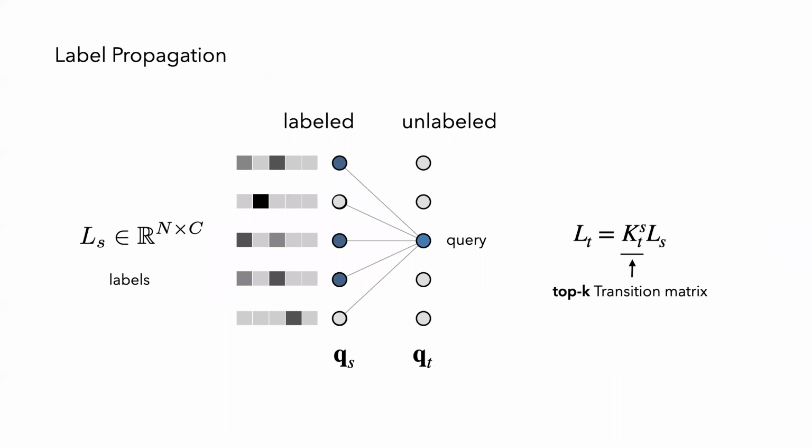Concretely, we use a simple inference algorithm for label propagation based on nearest neighbors. And this also follows prior work. So we have a set of labeled nodes with corresponding categorical label distributions and a set of unlabeled nodes. And for each unlabeled node, we simply retrieve the top k most similar nodes and compute a linear combination of their labels based on the transition probability. So we essentially consider the top k transition matrix and use that as an attention matrix.